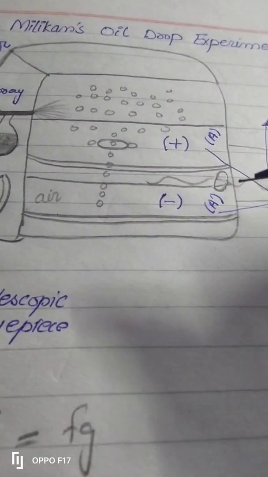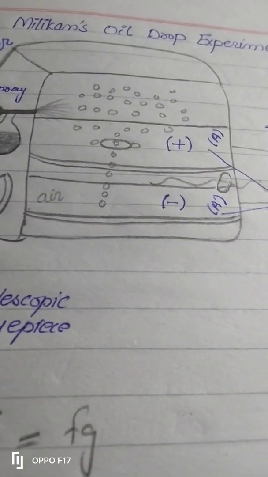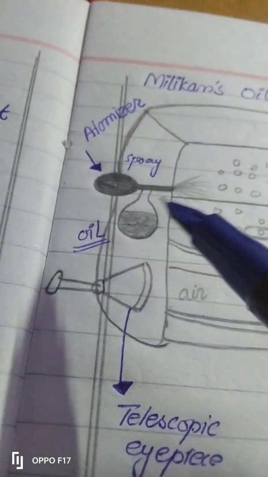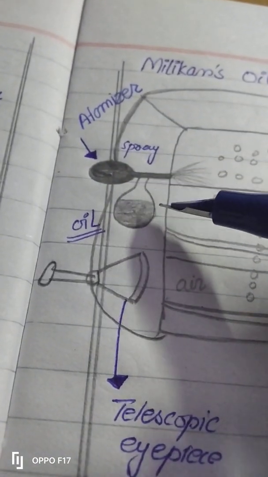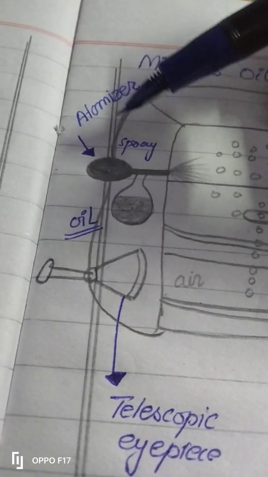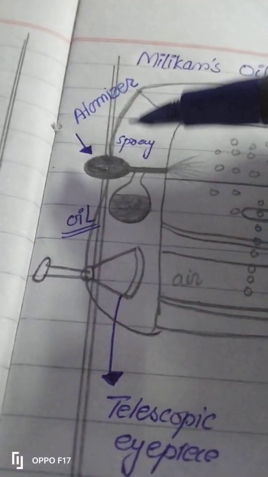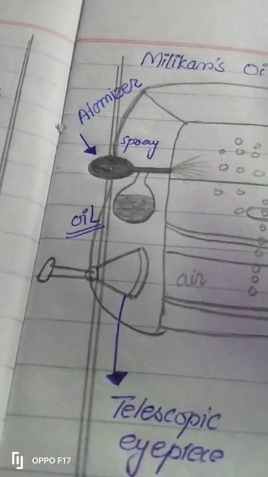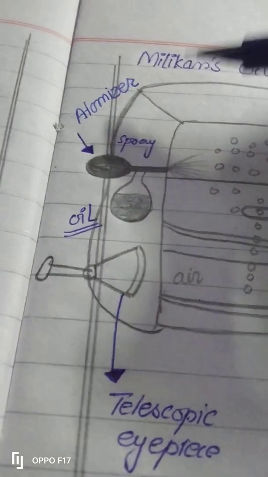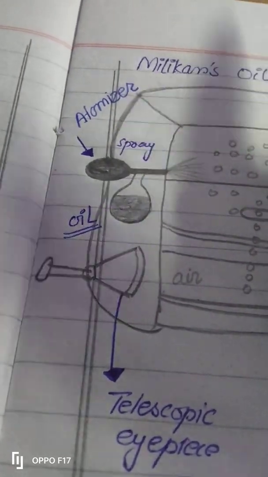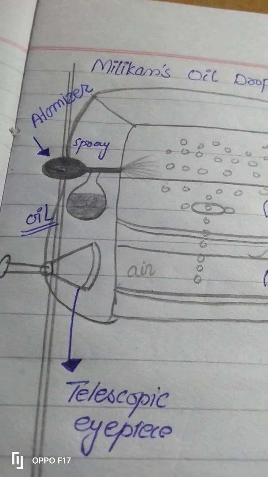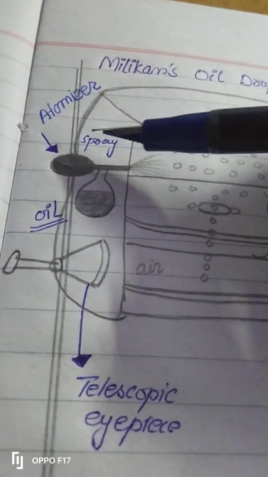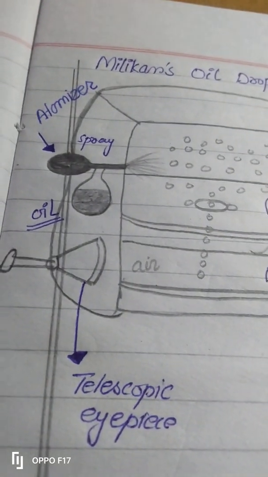This is another electrode. Okay, so what he did: in the first chamber, there was a hole which was connected with a spray, and the spray is known as an atomizer. This spray contained droplets of oil. So why is it known as an atomizer? Because when we spray the oil, the size of the oil drops is like atoms. They are quite small, so that's why this instrument is known as an atomizer.